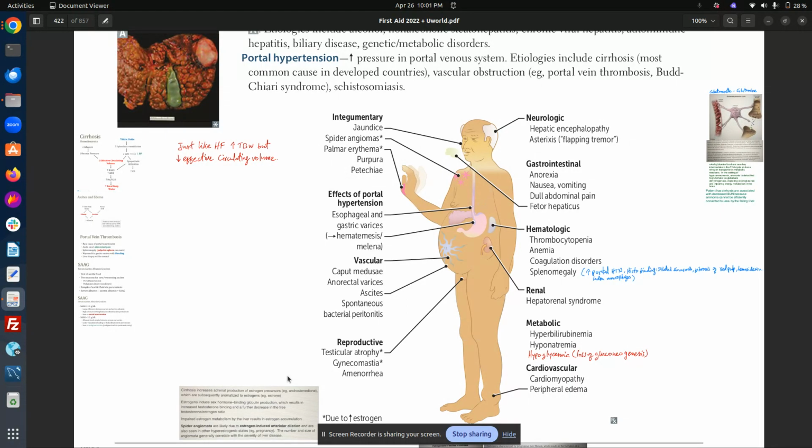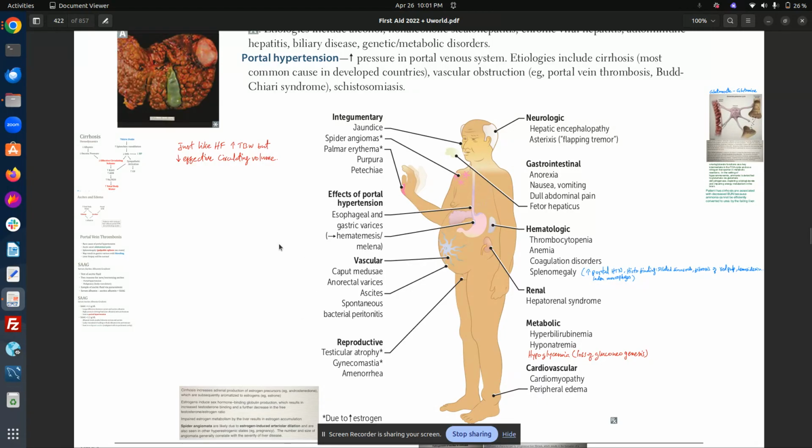Okay, whenever there is increased sex hormone binding globulin, it binds more free testosterone than free estrogen. So the level of free testosterone will get low, and the level of free estrogen will get high. When there is low free testosterone, it leads to testicular atrophy, and when there is high free estrogen, it leads to gynecomastia. Okay, basically in a nutshell, it is due to increased estrogen, and we know why there is increased estrogen, because of increased production of adrenal estrogen precursors, which then aromatize to estrogen.